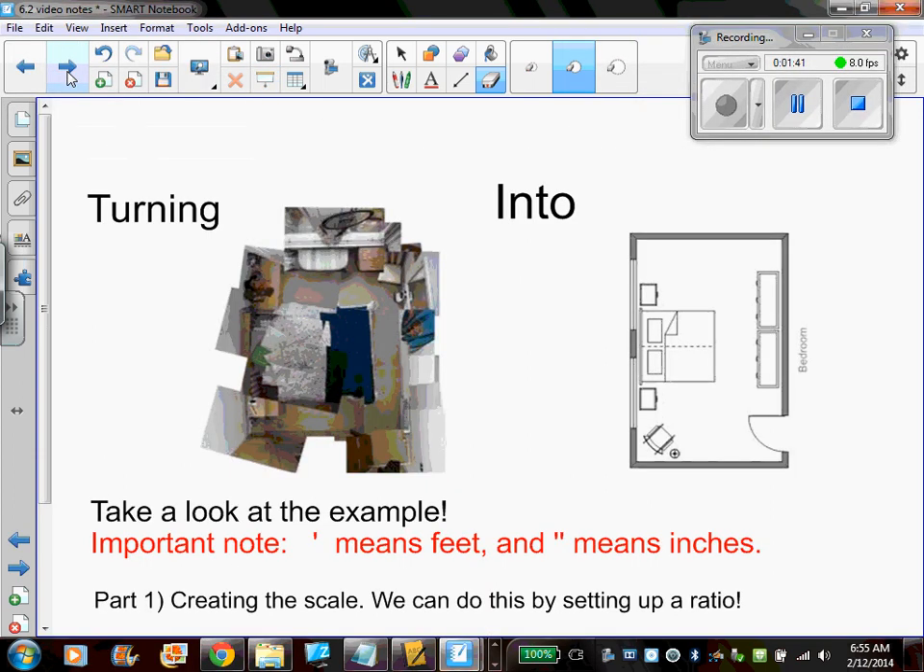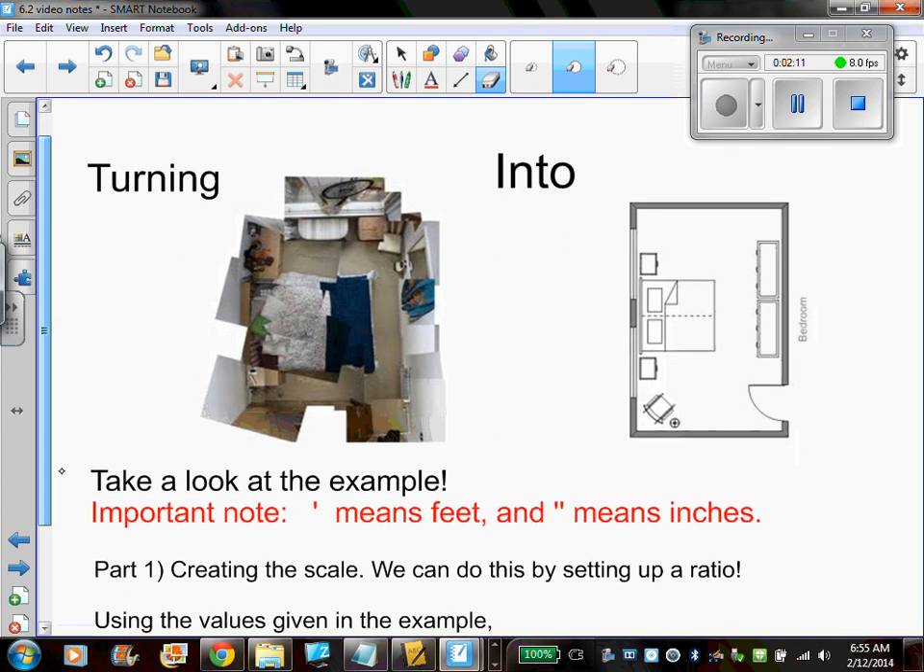So basically what we're doing is we're turning a real model into a scale drawing, or it could be vice versa. It could be the other way too. So on your note sheet we have an example, and it says, you are making a scale model of your bedroom. If the actual width of the room is 12 feet and your paper is 8 inches wide, what is a reasonable scale? What would each inch on your paper represent in actual feet in the room?